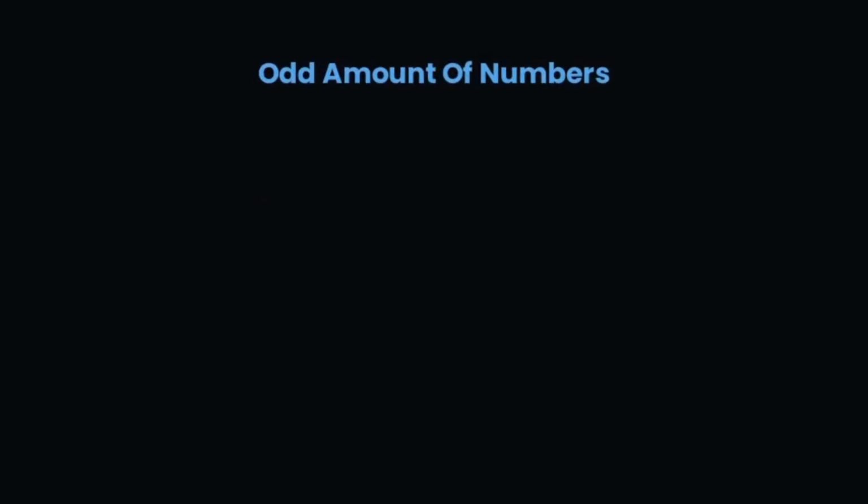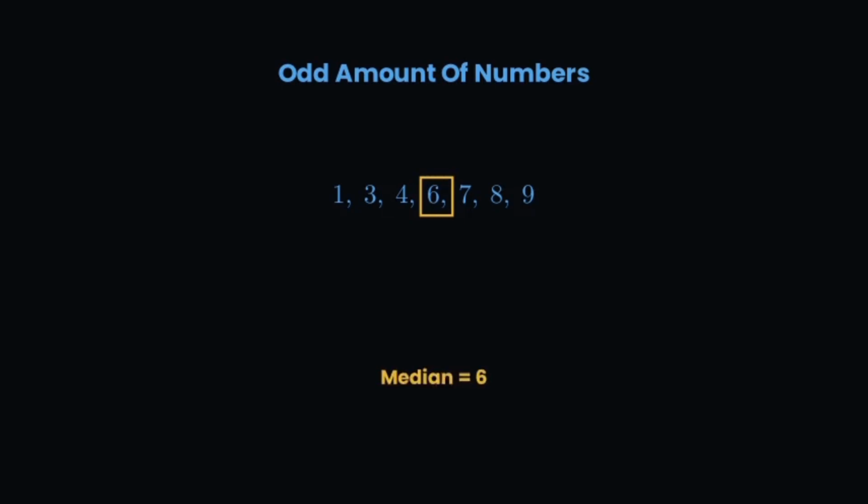Let's try it. Here are 7 numbers unsorted: 8, 3, 9, 1, 6, 4 and 7. So for our step 1, we sort them from smallest to largest: 1, 3, 4, 6, 7, 8 and 9. 7 numbers means the fourth one is in the middle, and that number in the middle is the median, which is 6.